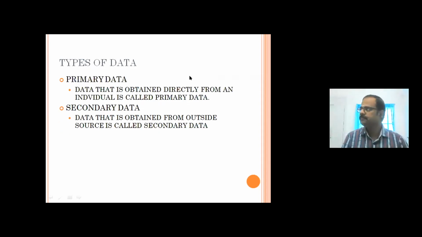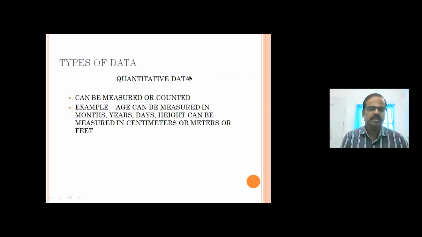So you classify the types of data into two, primary data and secondary data, which I told you just now. Data that is obtained directly from an individual is called primary data, and the data which is obtained from an outside source is called secondary data. Similarly, we have one more group or type of data which is based on the measurement. So we classify the data into quantitative and qualitative.